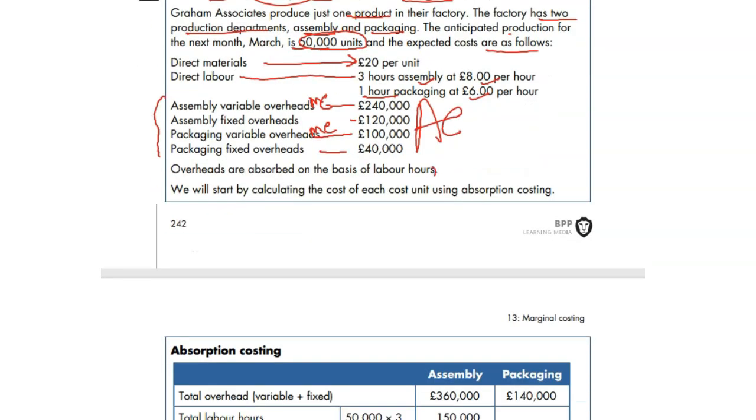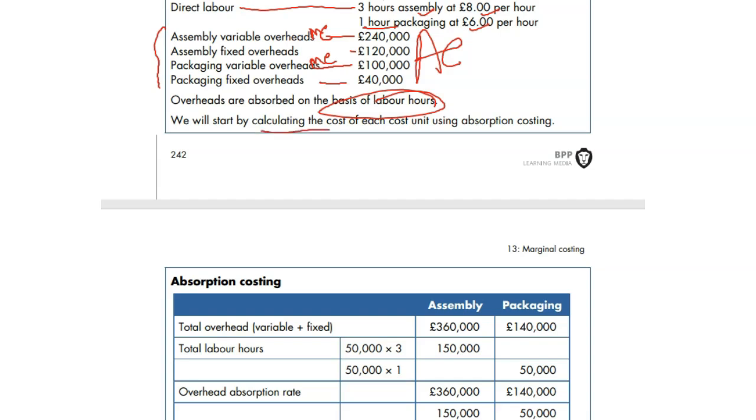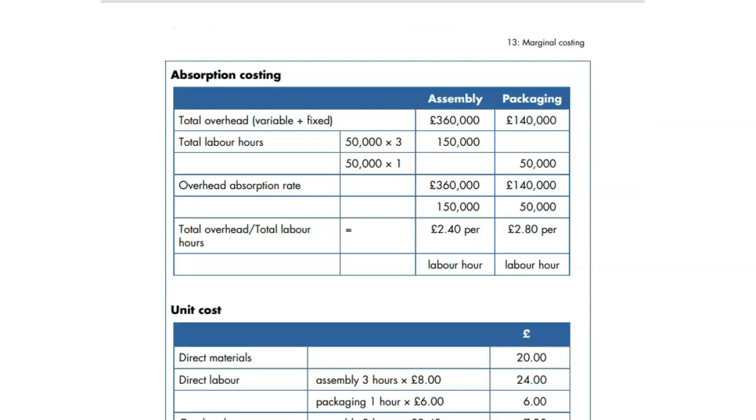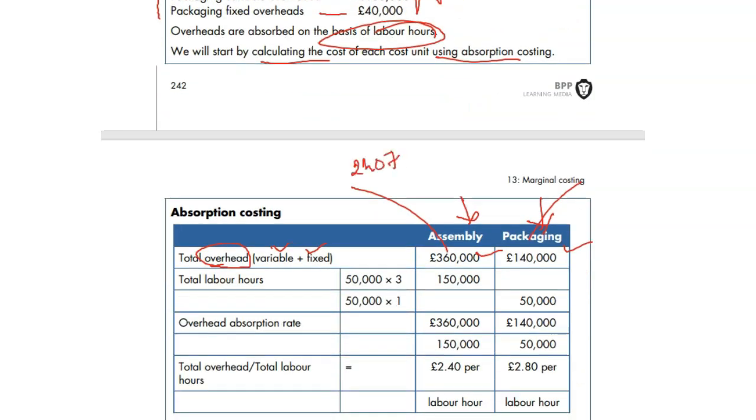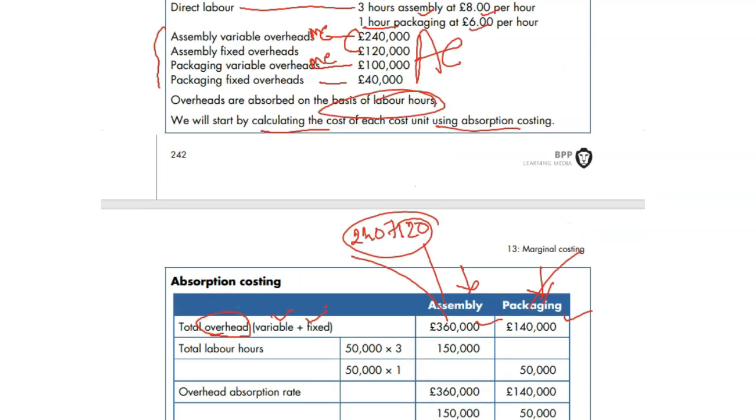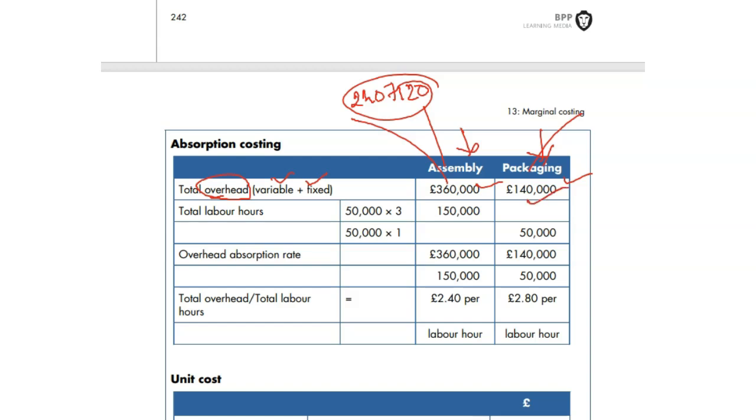Overheads are absorbed on the basis of labor hours. So keep it in our head, we will check how many labor hours there are. We'll start by calculating the cost per unit using absorption costing. For assembly, our total overhead, variable plus fixed, is 360,000, and for packaging 140,000. How did they get 360 and 140? I will show you the breakdown. Variable plus fixed: 240 plus 120 makes 360. And the other one is 140. Easy peasy.